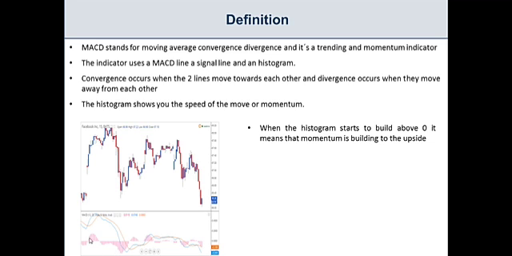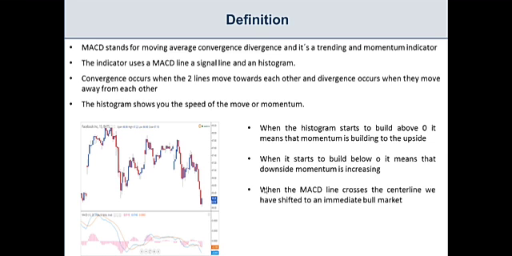In this case, for example, you see that the histogram starts to build to the upside at the same time that this big blue candle starts to appear on your chart. This means that momentum is building to the upside. And in this case, when this candle starts to appear to the downside, you can see that we have divergence from the two lines and we have momentum building to the downside because the histogram is building below zero.